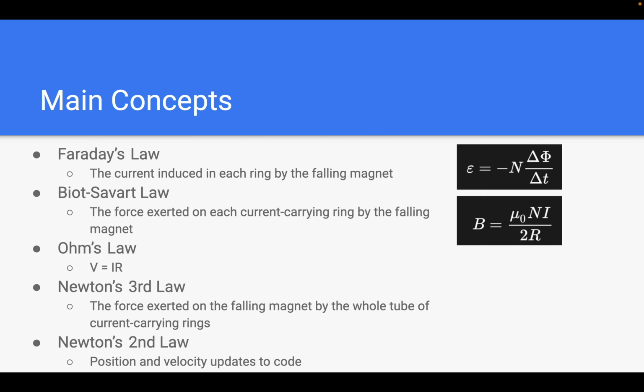So some main concepts that we're going to need are Faraday's law, so we can calculate the current induced in each ring by the falling magnet, as shown on the right. And then we're also going to need the Biot-Savart law, to calculate the force exerted on each current-carrying ring by the falling magnet, also shown on the right. Then Ohm's law, which we need to calculate the induced current, which is just V equals I times R. And then we're also going to need Newton's third law to calculate the force exerted on the falling magnet by the whole tube, and Newton's second law for the position and velocity updates in the GlowScript code.